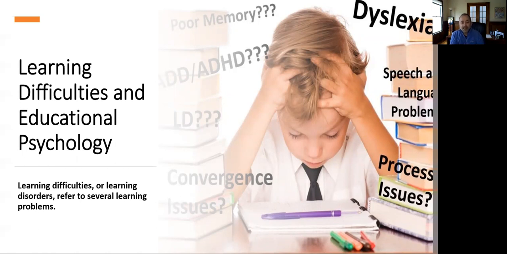It's not that the children are not motivated enough. It's not that they're not intelligent enough. Rather, the challenge is how the brain receives and processes information. So some of the most common types of learning difficulties are issues, for example, with reading, writing, math, listening, speaking, and reasoning.